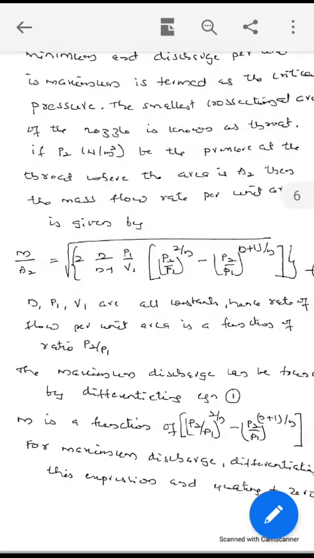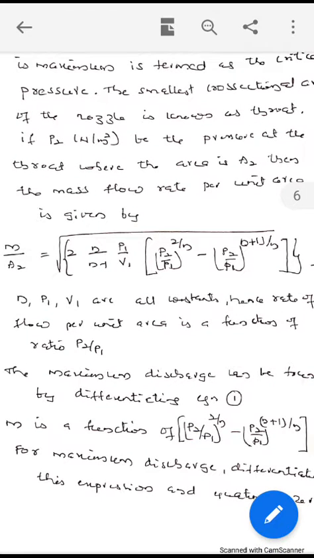In the expression for mass flow rate, P1 and V1 are the initial conditions of steam, that is constant, and n is the index of expansion, also constant. The only variable is P2 by P1, the pressure ratio. Therefore, for getting maximum discharge through the nozzle, we differentiate the term in the square bracket, that is (P2 by P1) raised to 2 by n minus (P2 by P1) raised to n plus 1 by n, with respect to pressure ratio and equate it to 0.